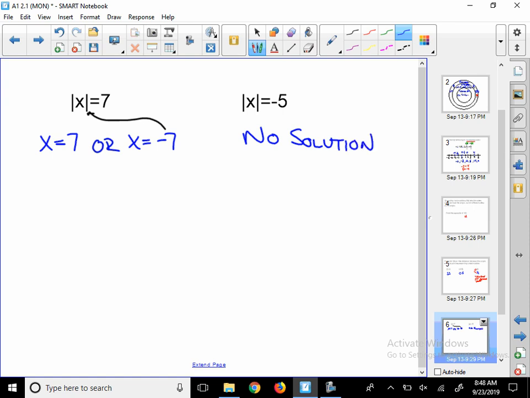No number that I can plug in for x right here will be negative after I take the absolute value of it. So we just write no solution, or if you guys want a symbol for that, the symbol is just a circle with a line through it that means no solution.